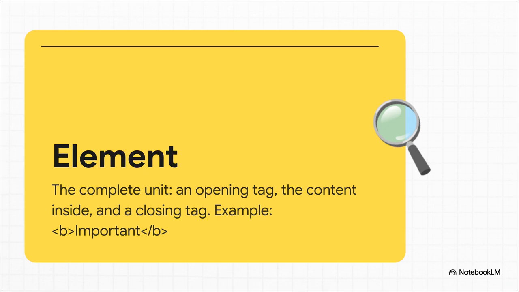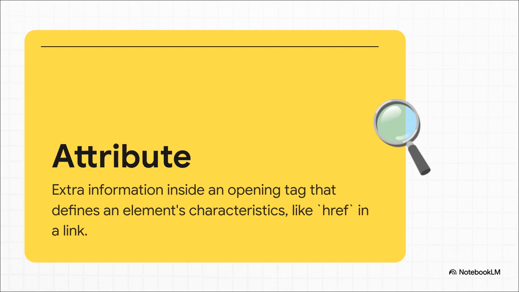Now, a tag by itself is just the beginning. When you take an opening tag, wrap it around some actual content, and then finish it with a closing tag, and notice that little / in there, you create a complete element. That is the full instruction that the browser can understand. And finally, there are attributes. These are just extra bits of information you stick right inside the opening tag to tweak an element's behavior. For instance, with the link element, the href attribute is everything. It's what tells the browser where to go when somebody clicks.